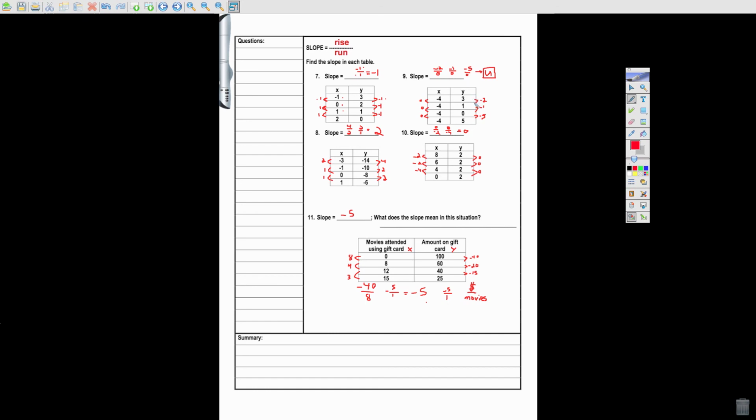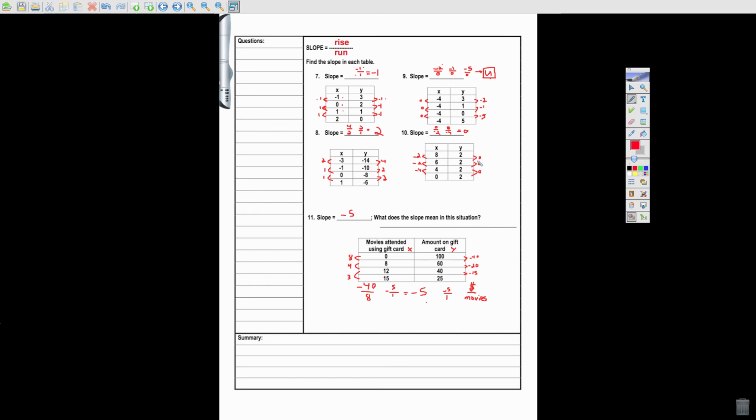The slope on number 9, okay, again, from 3 to 1, it went down 2. So -2 is on top. This all stays the same, -4, -4. So there's no change. That's 0. Anytime you have 0 on bottom, that's undefined.